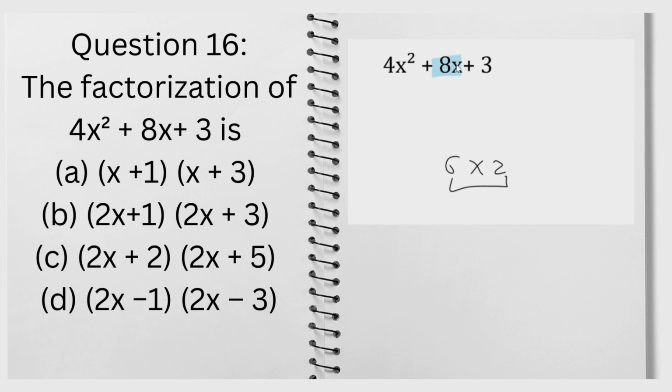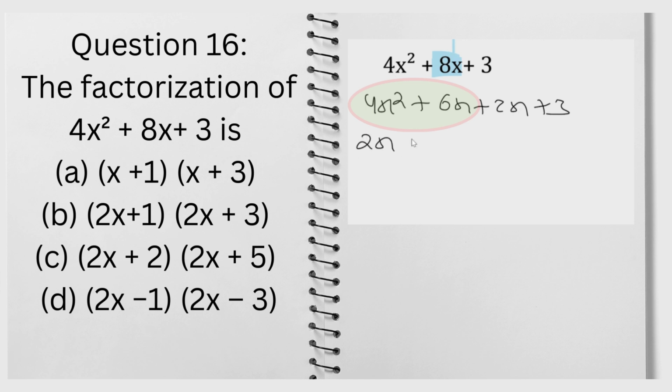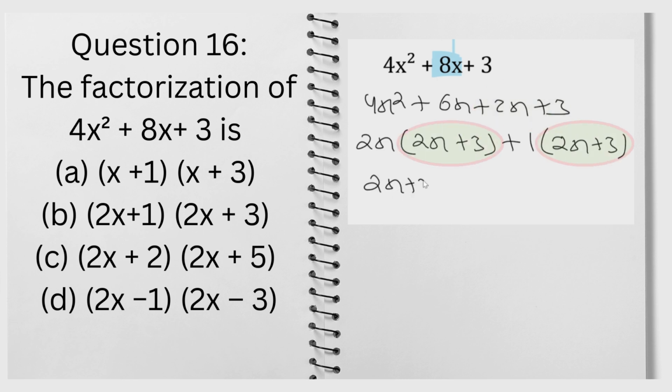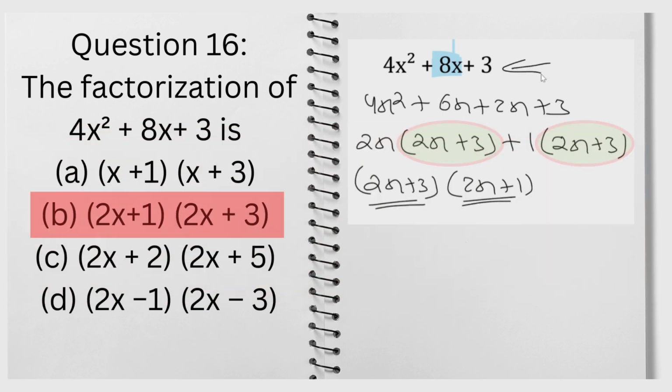So that means we will split 8x. Now that can be done as, this is 4x square, and as I said 8x can be written as what? 6x plus 2x plus 3. Now what is common from the first two terms? It is 2x. Taking 2x as common, it gives 2x plus 3 inside, and there is one common from the last two terms, so that results to give you 2x plus 3 again. Now throughout the expression we can see 2x plus 3 is common, so that will give you what? 2x plus 1. So we'll say these are the two factors of this polynomial.